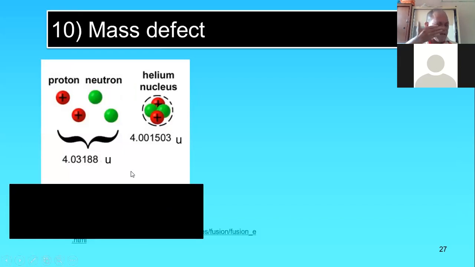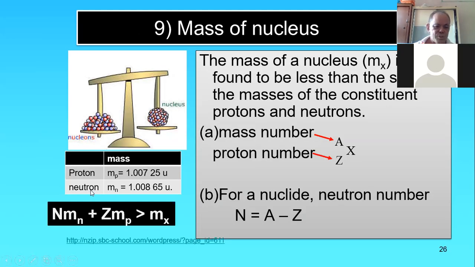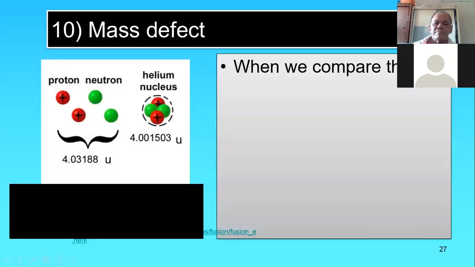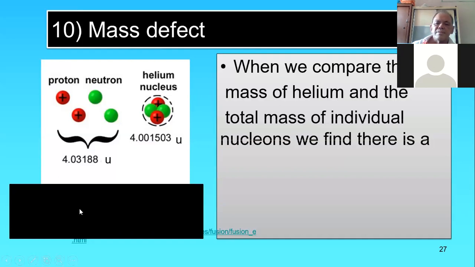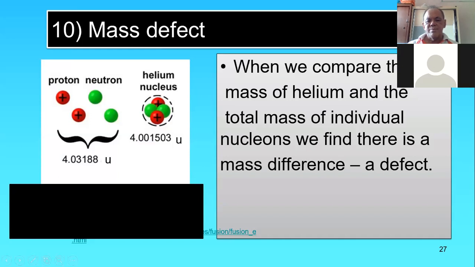As you can compare for the helium nucleus. Helium is made up of 2 neutrons and 2 protons. We add the mass up, that's what we get. Remember, we know the mass of proton and the mass of neutron. And we compare the mass of helium and the total mass of all these nucleons. There's a mass difference. We call it mass difference or defect.